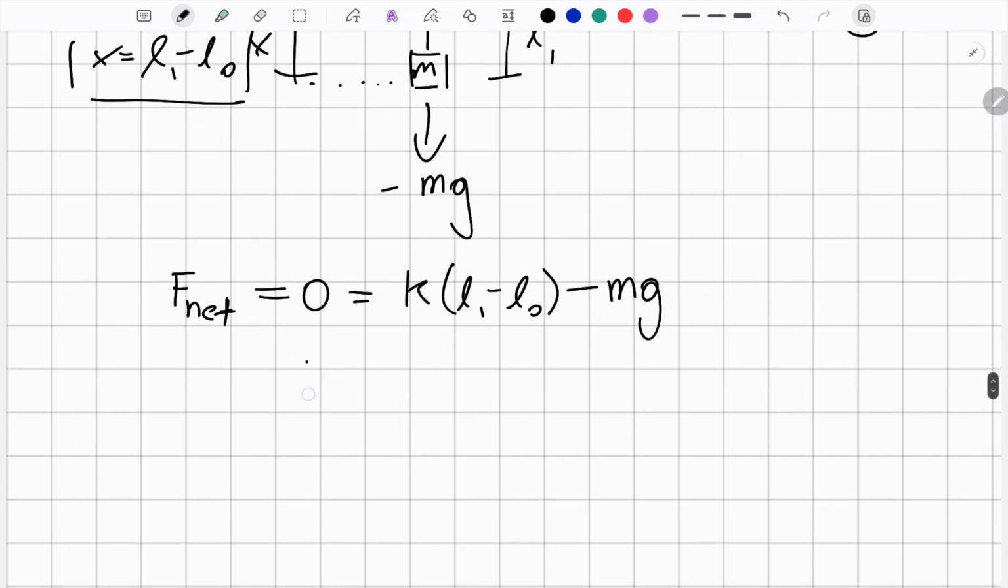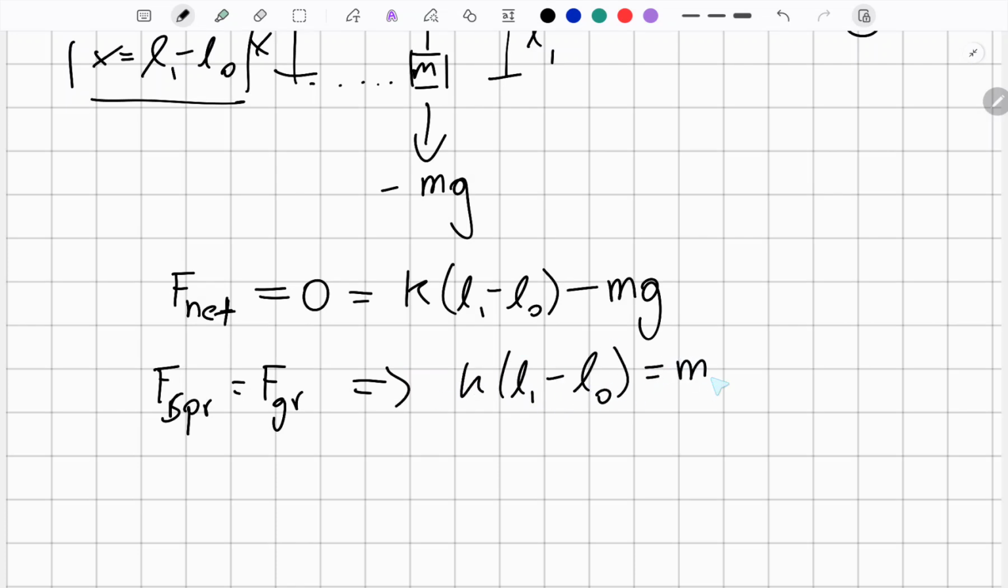In other words, the restoring force of the spring equals the force of gravity, which means k times L1 minus L naught is equal to mg. The same thing that we set up here.